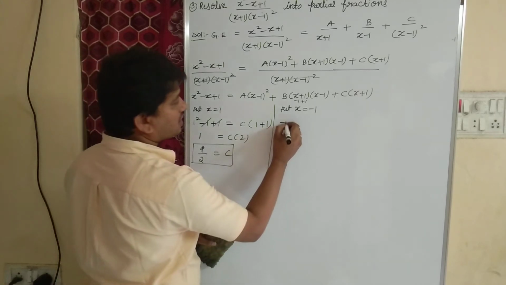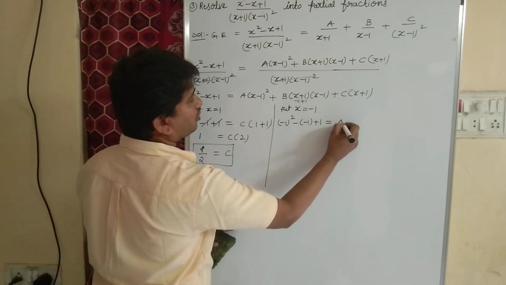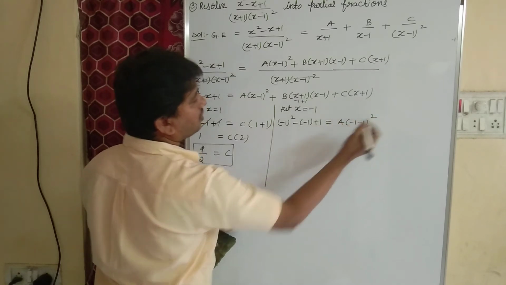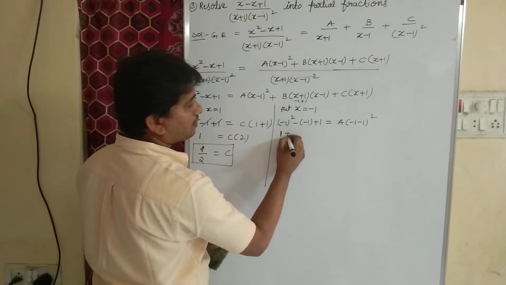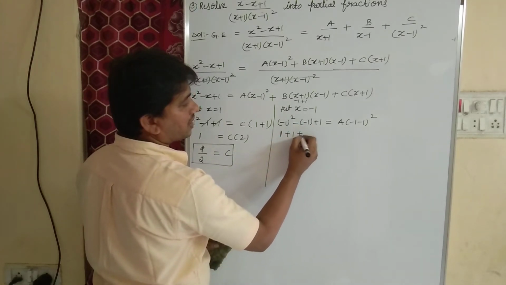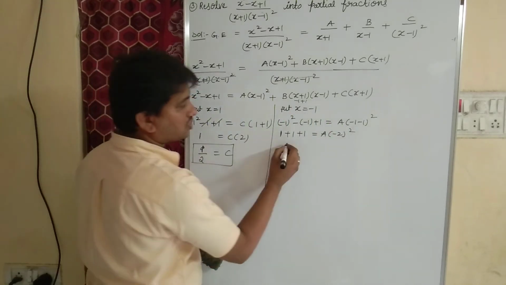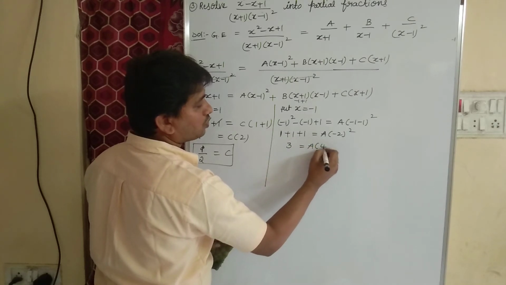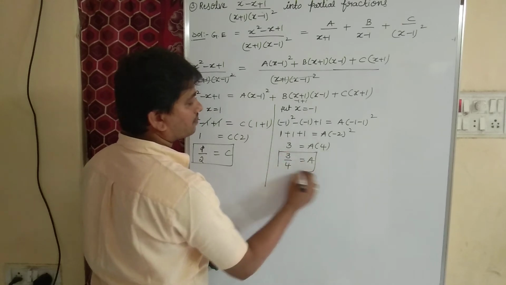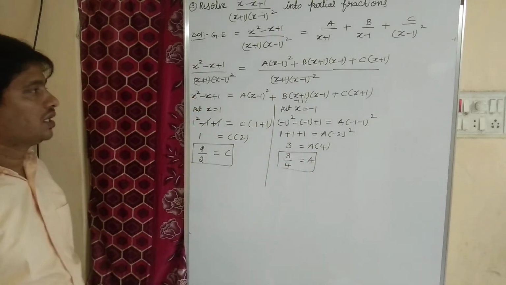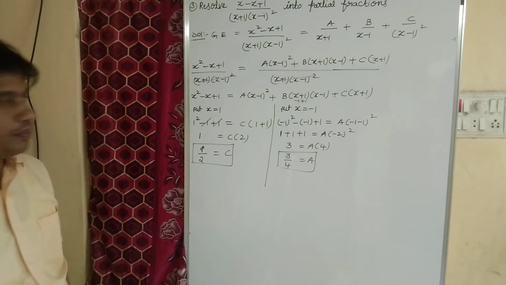Okay. So minus 1 whole square, minus into minus 1 plus 1 equals a into minus 1 whole square. Minus 1 whole square means plus 1, minus into minus plus 1 equals a into minus 2 whole square. Right? So that is 3 equals a into minus 2 whole square means 4. So 3 by 4 equals a. So what is the value of a? The value of a is 3 by 4. Right? Now the thing is, we need to find the value of b.